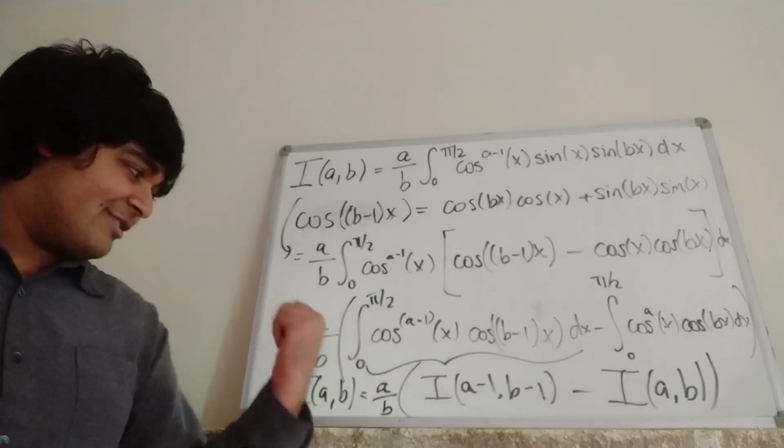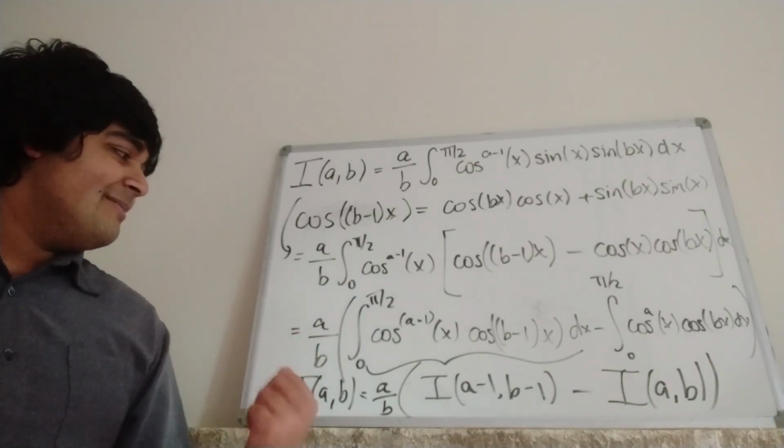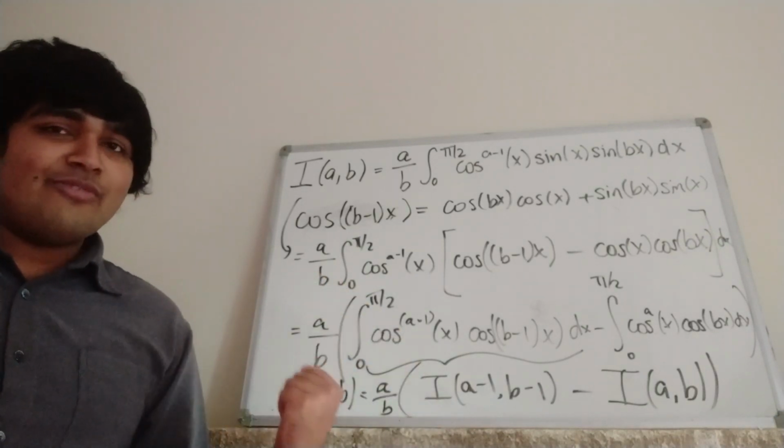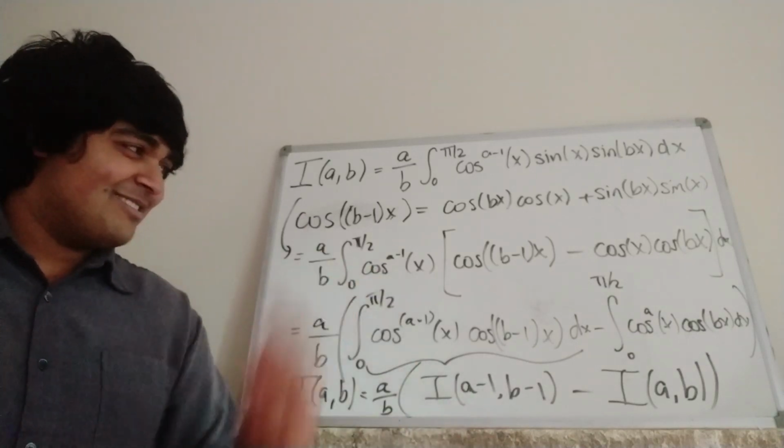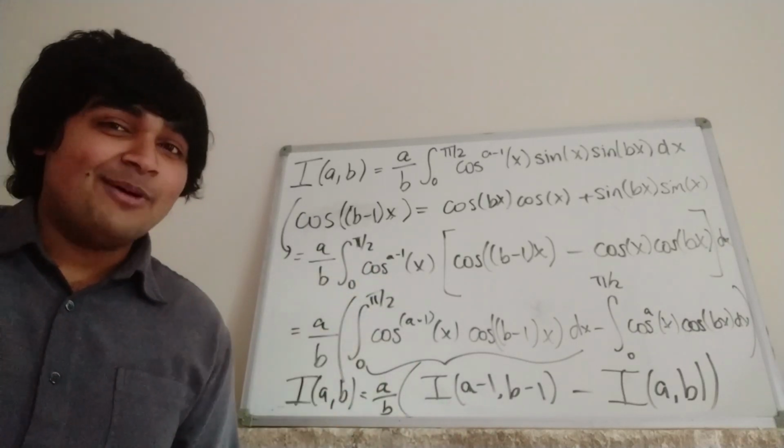you're going to get the required result, i.e. I of ab is equal to a over a plus b times I of a minus 1, b minus 1. I would write it out, but there's no space. Anyway, let's move on to part 2.